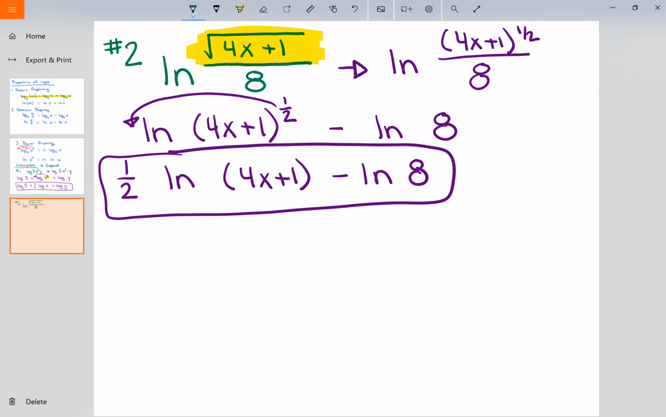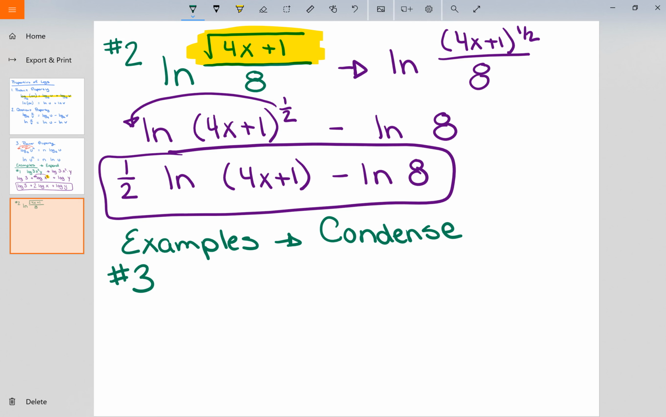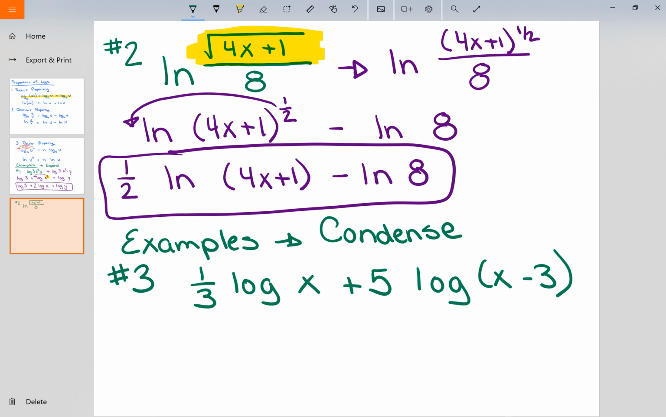Now, let's try examples for condensing. Here would be example, we'll just go with example 3. This example is for condensing. So you will be given a big problem, like an expanded problem, and then we are going to have to condense it down to 1 log.